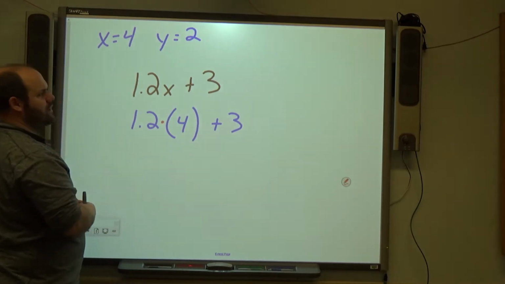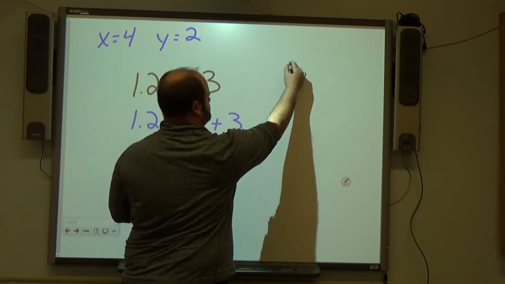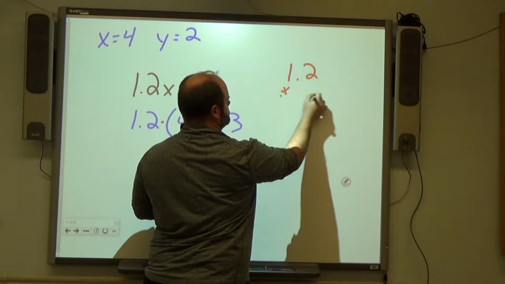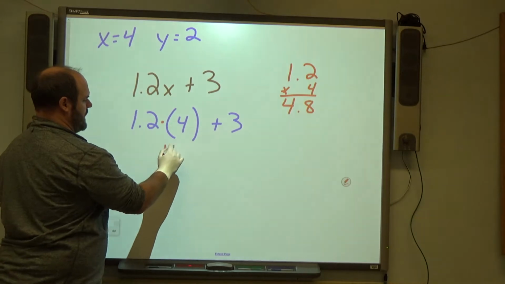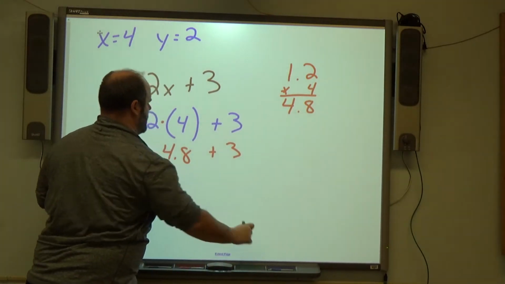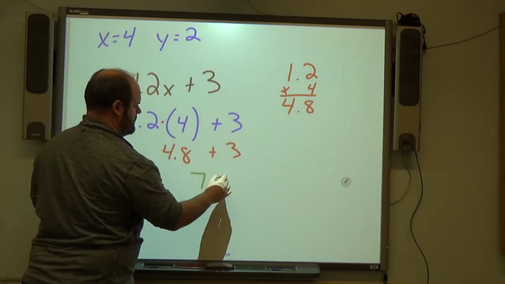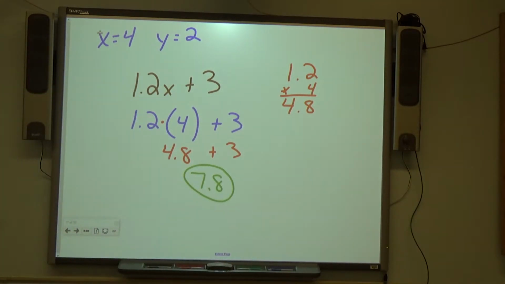We have addition. By rule of order of operation, we have to multiply first. So we end up with 4.8, and we still have plus 3. And when I put that together, you end up with 7.8. Okay?